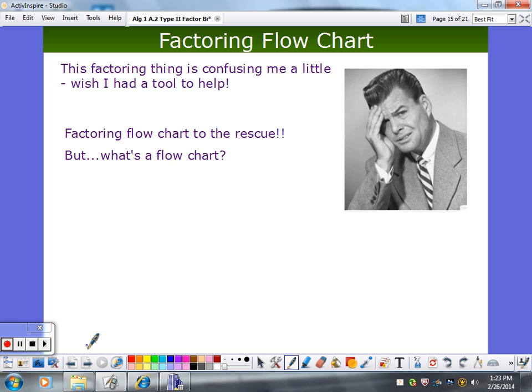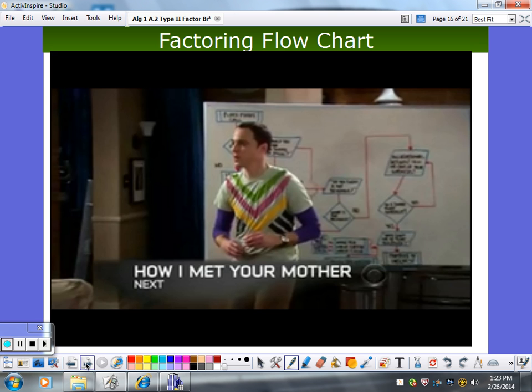Now, unless you're a software engineer, anybody here a software engineer? You are. So you know what a flow chart is. Most people don't. So I brought in the experts to help us. Sorry, people are watching at home.